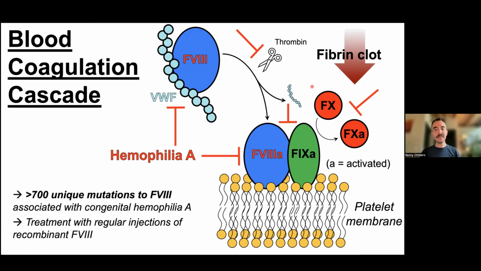So regardless of wherever this mutation is, the treatment for hemophilia A typically is going to be regular injections of a recombinant or plasma-derived factor VIII to help increase their circulating levels of factor VIII and allow them to form a fibrin clot in the event of a blood vessel rupture.